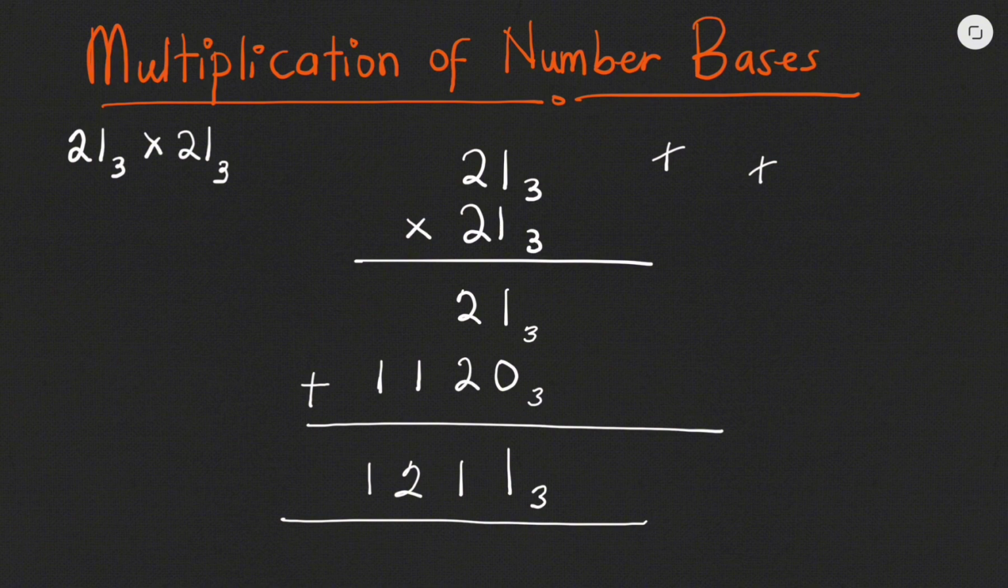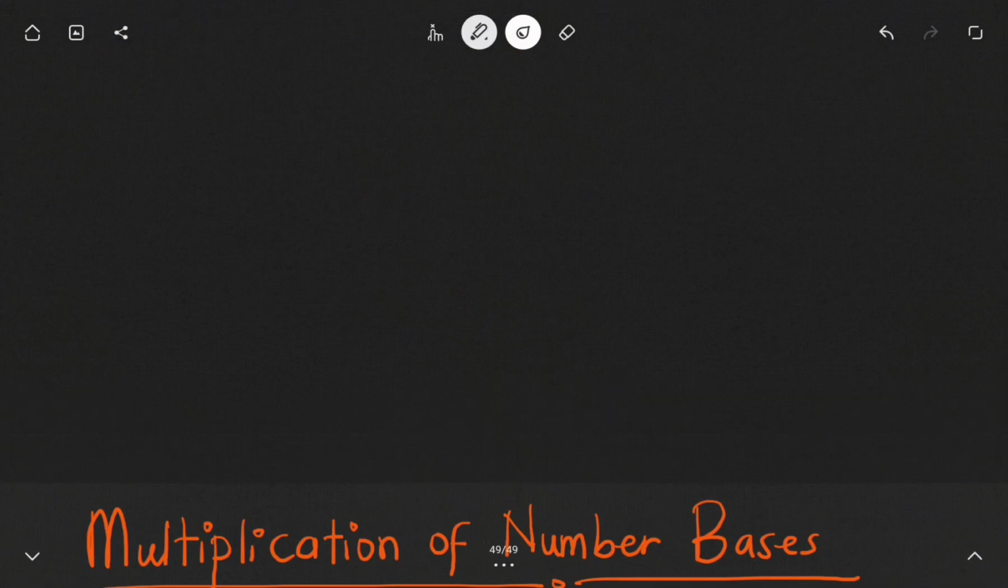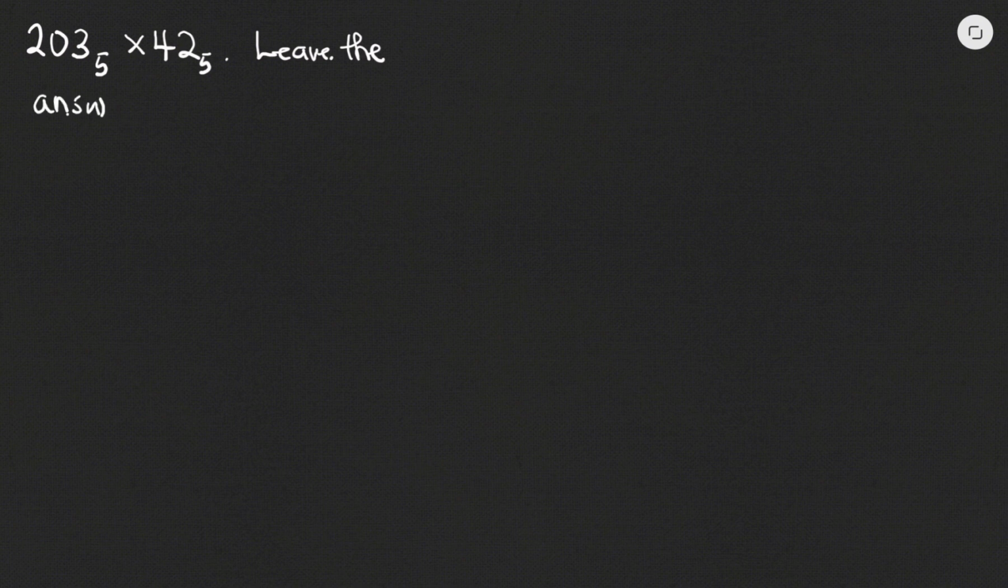All right, so let's have a look at another example. So over here, we are to simplify 203 base 5 by 42 base 5. And then we are to leave our answer in base 10. You have to leave the answer in base 10.